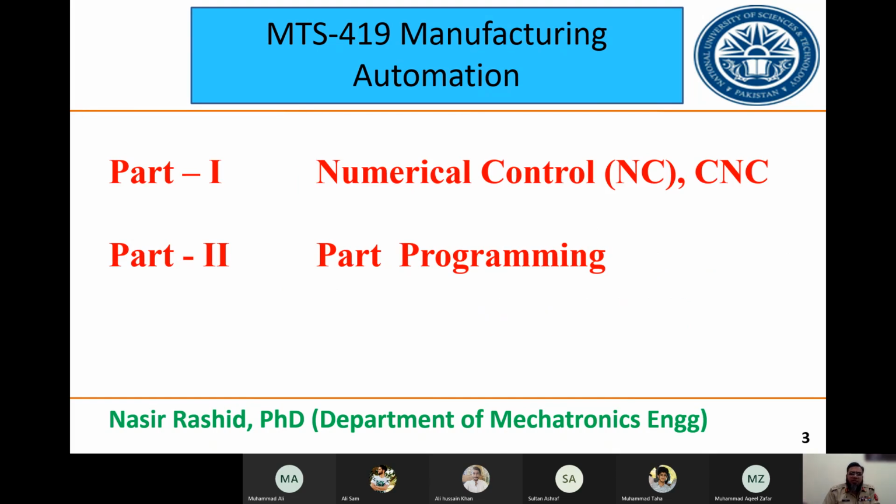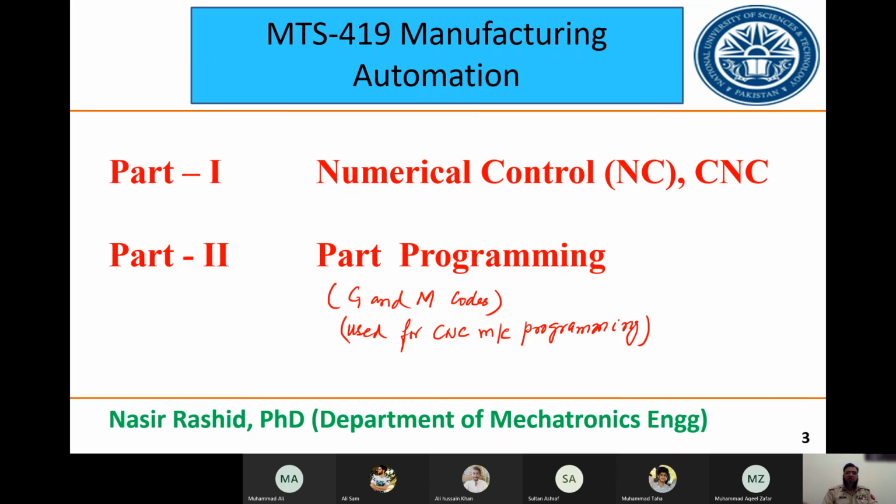So today we have two parts of our lecture. Part one will deal with the numerical control machines. We will be talking about the machines, and in the second part, we will be carrying out part programming using the G and M codes. You must have heard G and M codes, which are used for CNC machine programming. So we would be familiarizing ourselves today with the G and M codes and how to write a part program. So this would be part 2 of our lecture today.